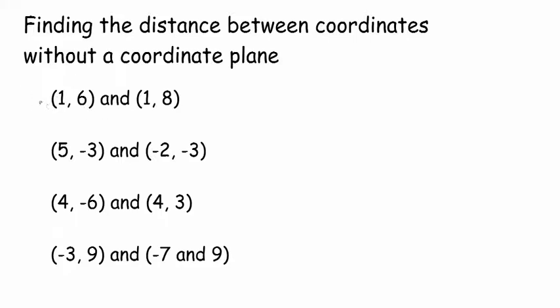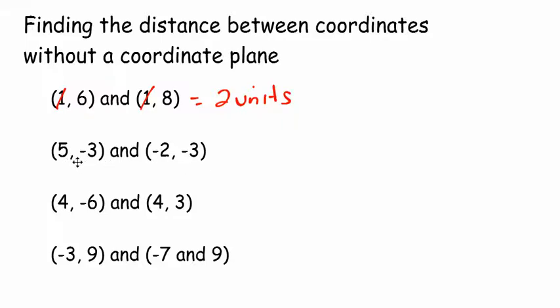This is kind of easy. If I have one ordered pair that is (1, 6) and the other one is (1, 8), the first thing you want to look at is which one is the same. Do you notice that my x values are the exact same? If they're the same, I'm not going to look at them. So now I want to decide what's the distance between 6 and 8. Well, that's just 2 units. Okay.